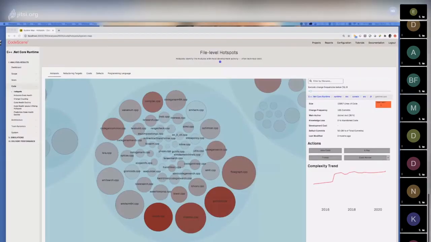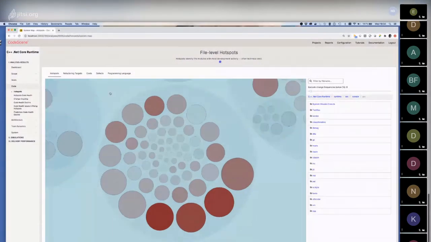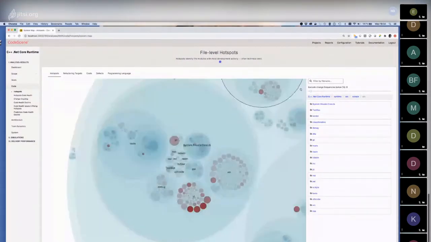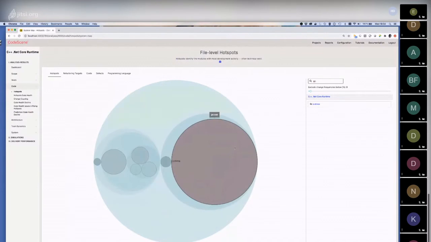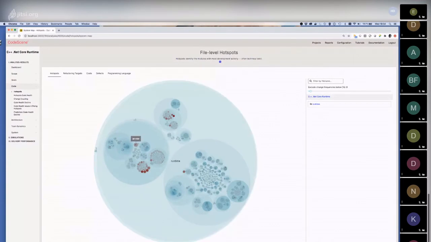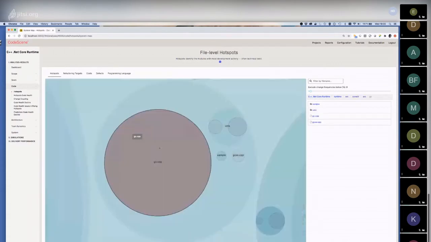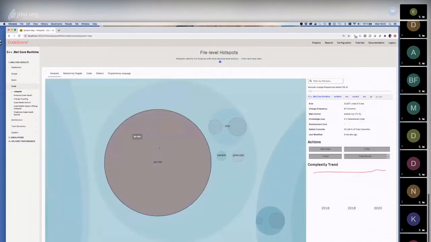So I'm back here in the .NET Core Runtime. I'm zooming out, and I'm looking for gc.cpp. If I want, I can of course filter a little bit and find out, there it is, right? But it's also easy to spot from the top level because it's such a big file. Can you see it here? So let's zoom in. Let's click on gc.cpp and see what info we have.